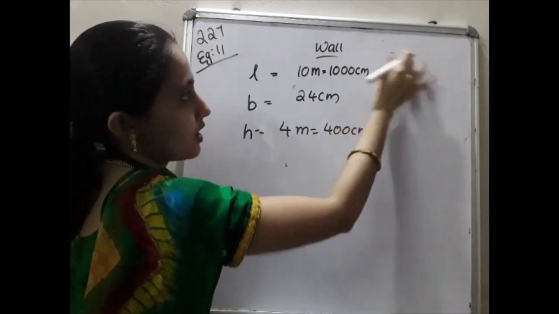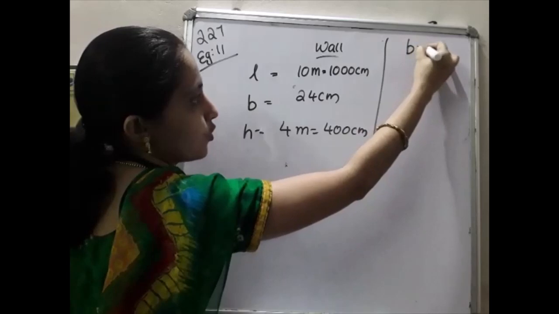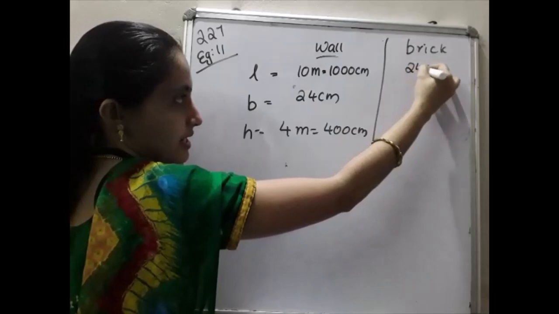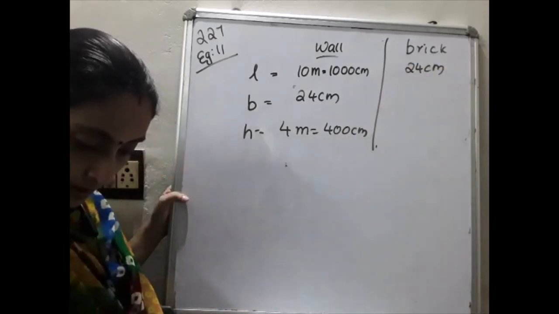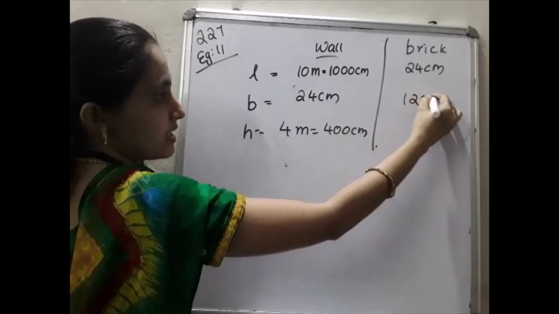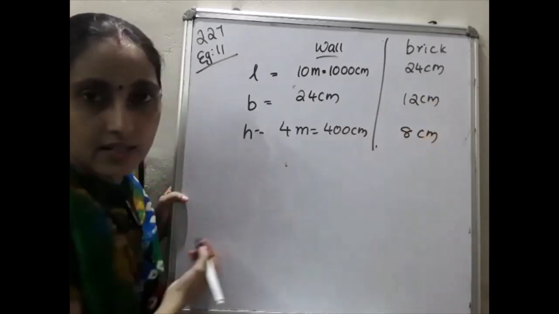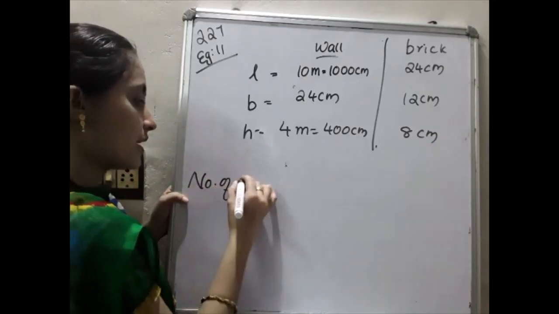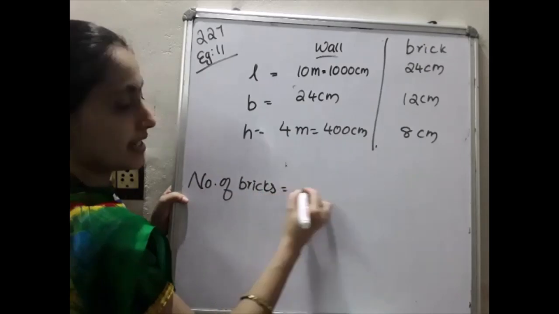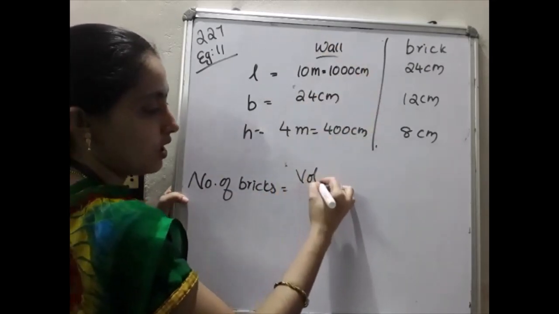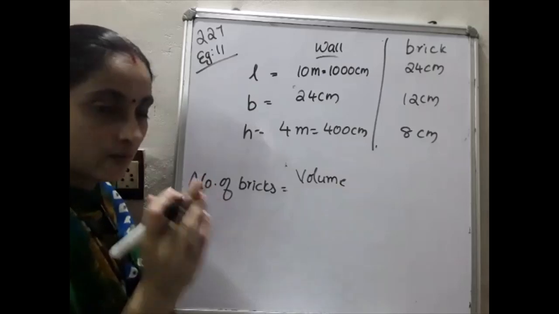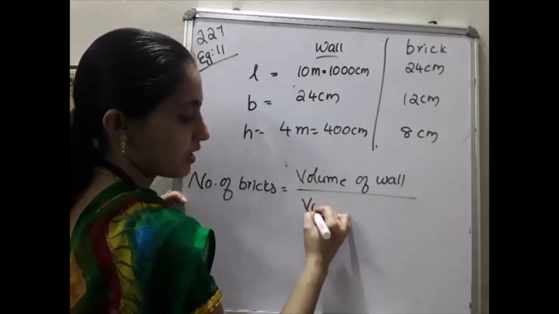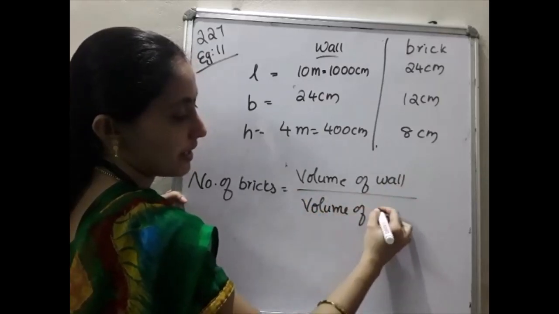This is based on the wall. Then you have to go through the brick. Length of the brick is given as 24 centimeter, breadth as 12 centimeter, and height as 8 centimeter. You want to find what? Number of bricks. So number of bricks required is equal to volume of the wall, don't be confused with surface area and volumes, divided by volume of one brick.